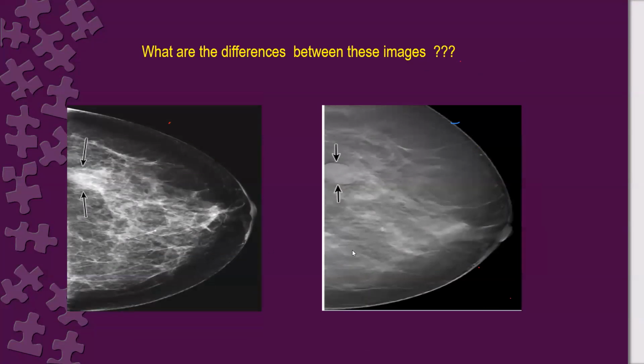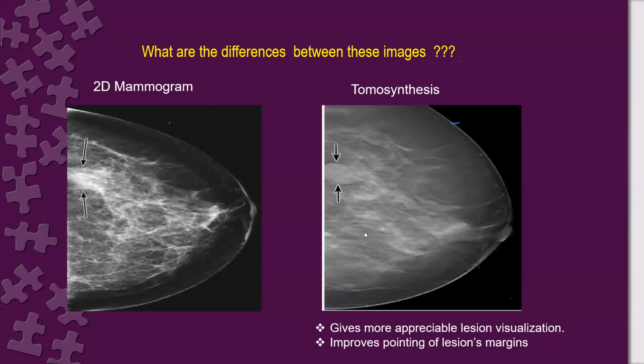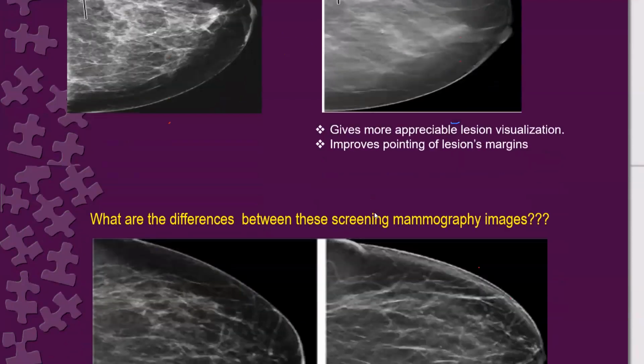Again, what is the difference here? Now, I think it will be more clear. This image is what and this image? Digital and tomosynthesis. Can you see here? We can see added density here. But can you see it here? Clearly, this is a mass. There is a mass having a convex border and partially circumscribed borders. You see? So again, tomosynthesis gives more appreciable lesion visualization and improves pointing out the lesion margins.